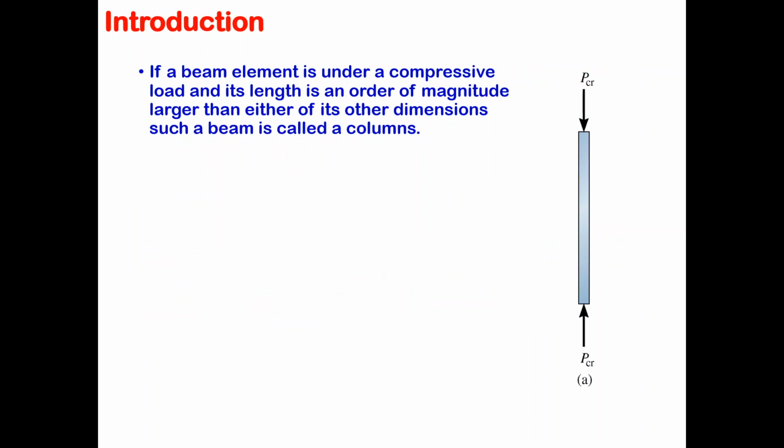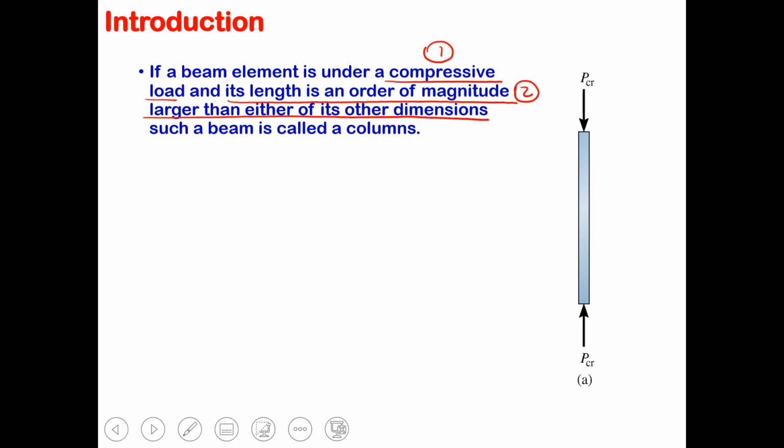Okay, so let's see what a column is. What is our definition of a column? Your first and the most important part of a definition of a column in buckling analysis is that it has to be under compressive load. Okay, so that's part one. Whatever structure you're dealing with has to be under compressive load. And then the second part is that its length must be an order of magnitude larger than either of its dimensions.